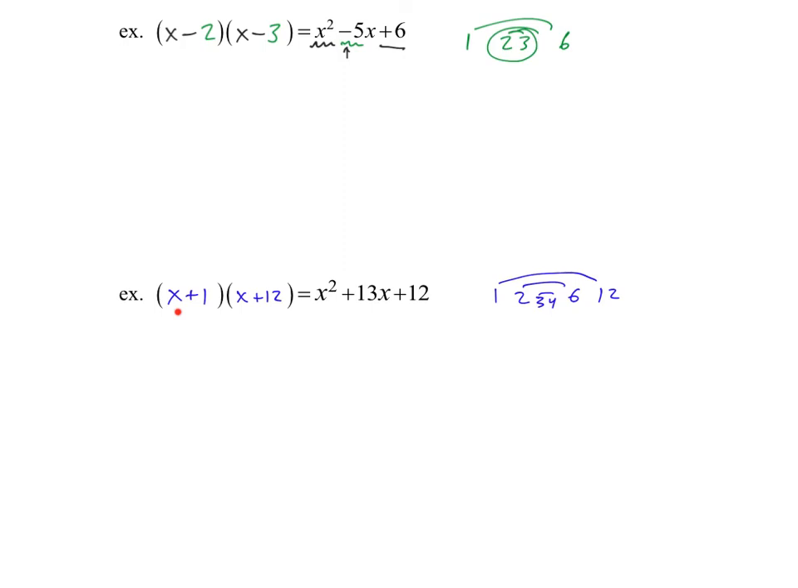Good to check answer when you're done. x times x, x squared, plus 12x plus 1x gives me a plus 13x, and a positive 12 there at the end. So there she is.